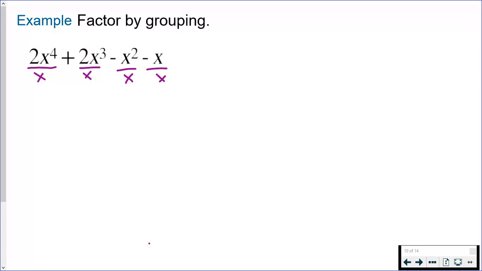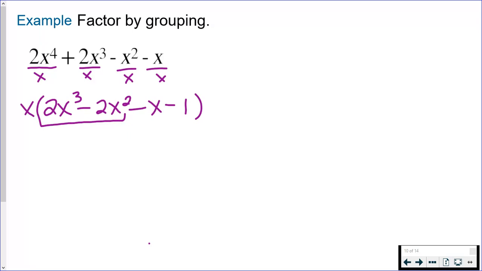So since all of these have at least one x, I'm going to divide out a single x, but it doesn't disappear because it's going to go to the front of my answer. So removing an x from each of them, I'm reducing the exponents by 1. That last term gets divided by itself, so it becomes -1. Now I can do the actual grouping.